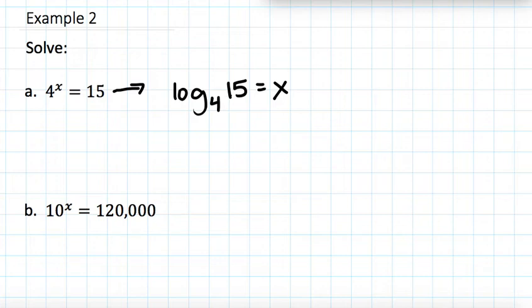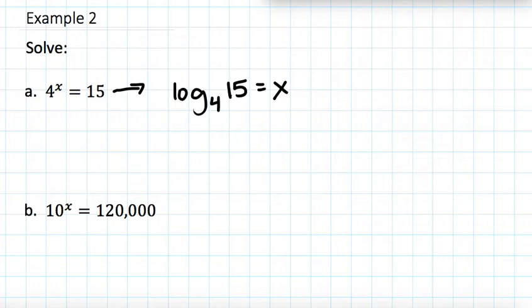The way that the book shows it involves taking logs of both sides, and I think that's just more complicated. So I usually teach this just as you rewrite this in logarithmic form and then you can evaluate the logarithm. So x equals log base 4 of 15.